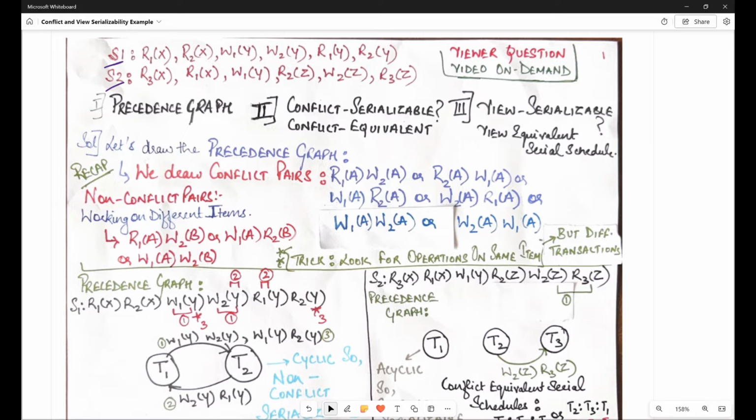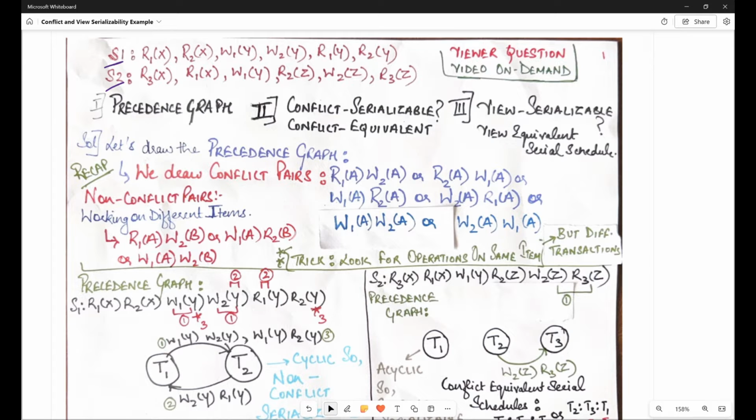Now let's see what is asked in the question. The viewer asked me that we need to form the precedence graph. We need to look if these two schedules are conflict serializable, that means, can we find a conflict equivalent schedule for these two schedules individually. Remember, we are not finding out if they both are conflict equivalent to each other or not. First of all, we'll check if they are conflict serializable one by one, and then if it is conflict serializable, we'll also find out the possible conflict equivalent schedules.